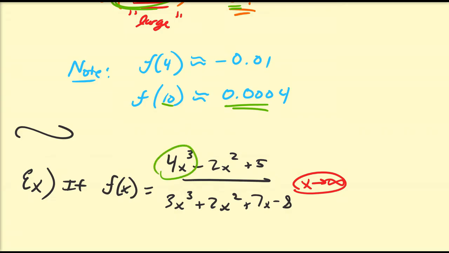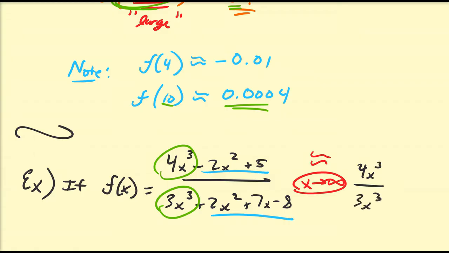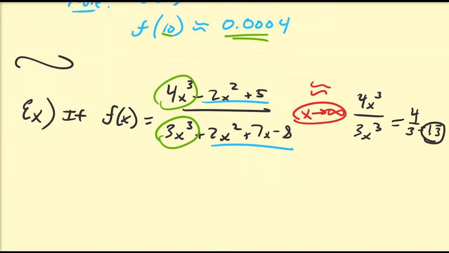So notice that 4x cubed is the dominant term on the top, and 3x cubed is going to be the dominant term on the bottom. And these terms, underlined in blue, are not going to be as significant as those circled in green. So one can say that this is going to be approximately equal to the expression 4x cubed divided by 3x cubed, which is just going to be equal to 4/3 or 1.3 repeated.